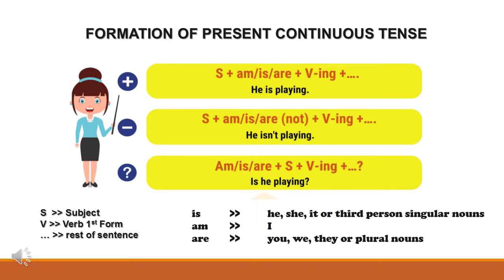In a question, what you will do is you will write your auxiliary verb or helping verb first and then you will write your subject. And then you will add the verb's first form with ing and then the rest of the sentence. As I have done with all the structures.